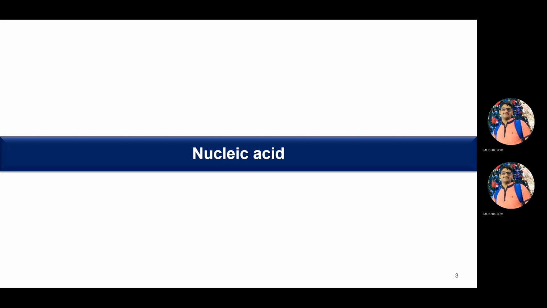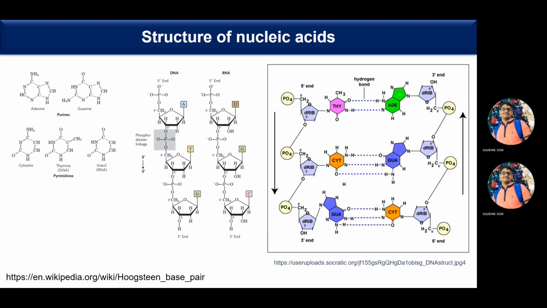So first we'll learn about nucleic acids. I'll discuss briefly whatever has been taught, and then we'll discuss some of the questions. As you know, in nucleic acids there are a total of five types of nucleotide bases: adenine, guanine, cytosine, thymine, and uracil.